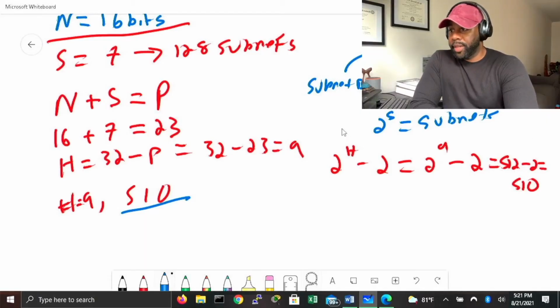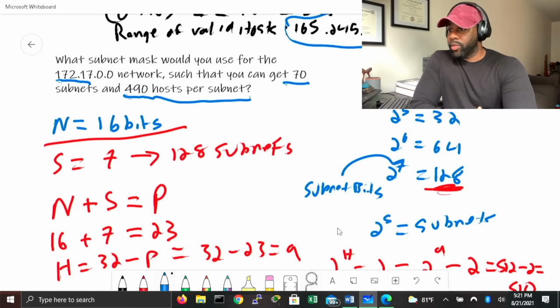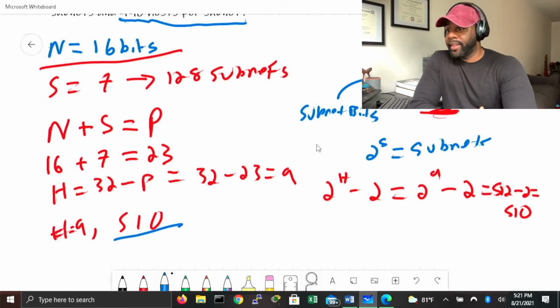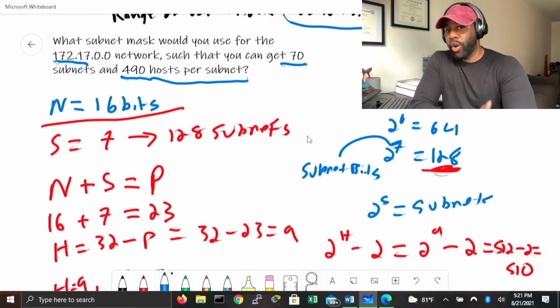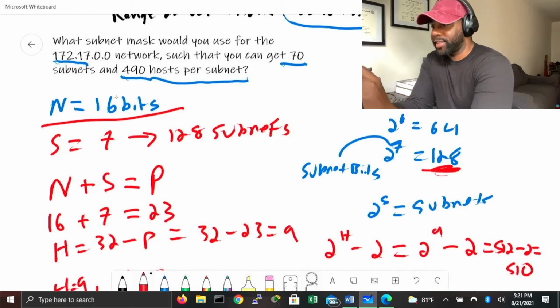510 is more than 490. So that all works out, right? It gives us enough room for this company to grow with its 128 subnets and 510 hosts per subnet. But they didn't ask for all of that. They want to know what subnet mask. I just got excited there.